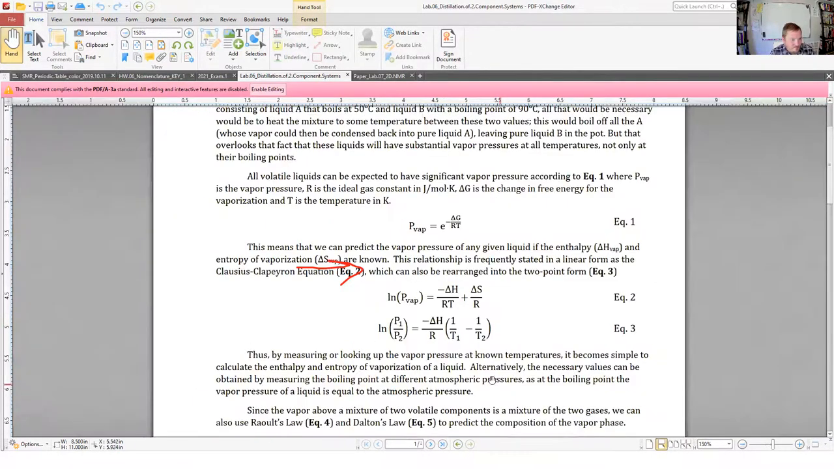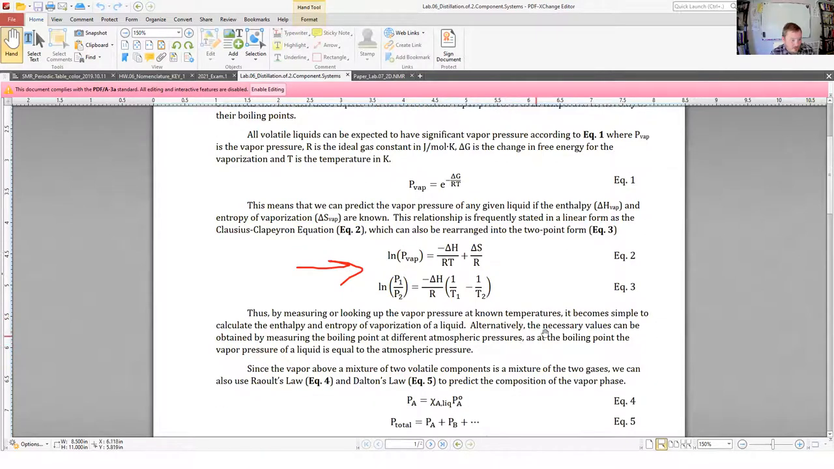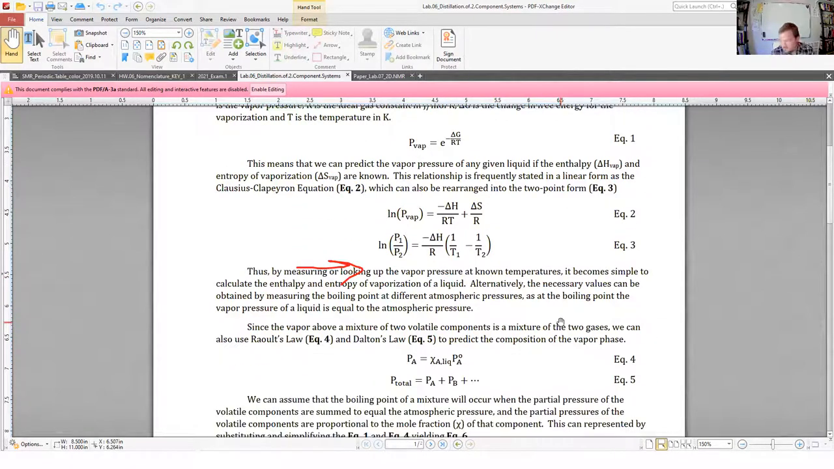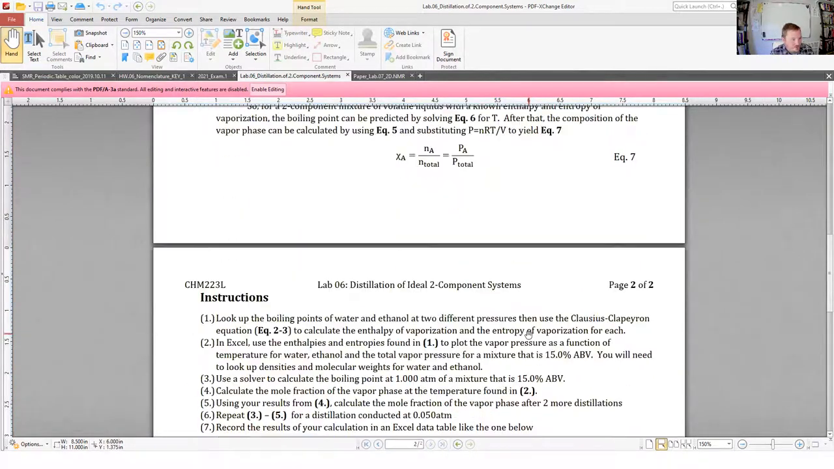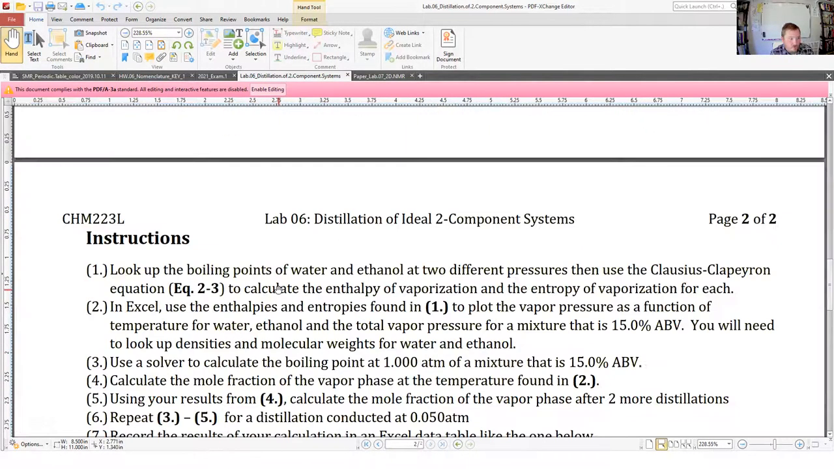Right, and the lab procedure will walk you through that a little bit. But that's basically what you're doing for part one. You're using equations one and two to figure out the enthalpy of vaporization and the entropy of vaporization for two different liquids, for water and for ethanol.